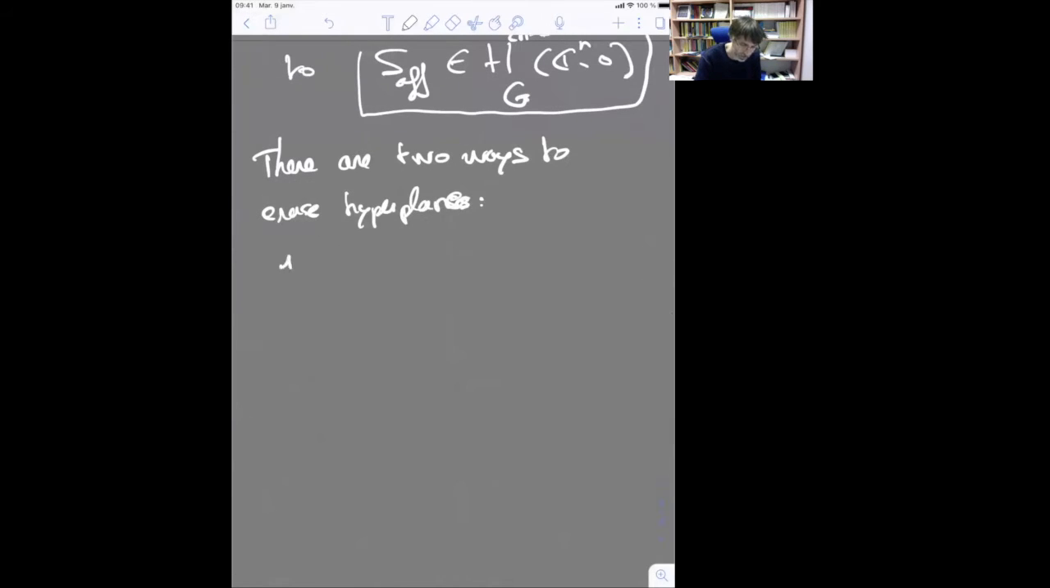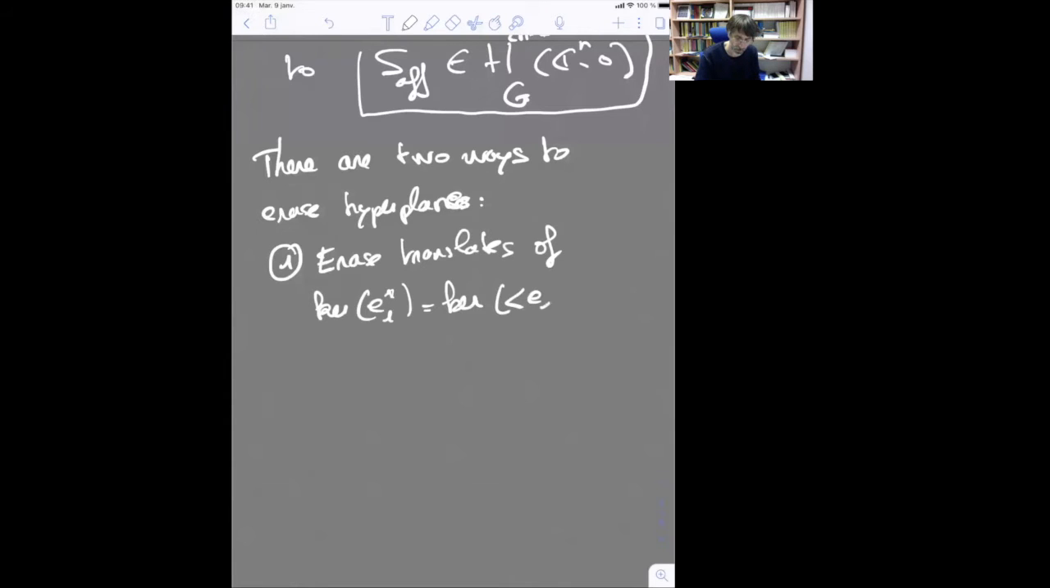Okay, so the first thing is you erase GLn(C) translates of the hyperplane kernel of a fixed linear form, let's say e1 star, or in other words, the kernel of the product with e1. So that's the first natural set of hyperplanes you can consider, a G-invariant set of hyperplanes.